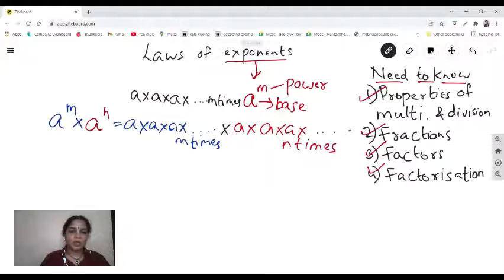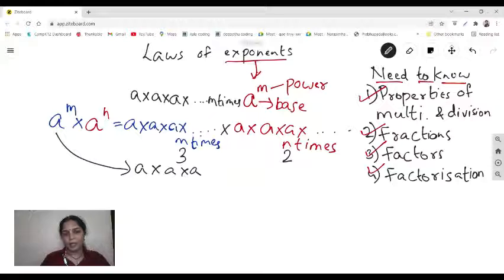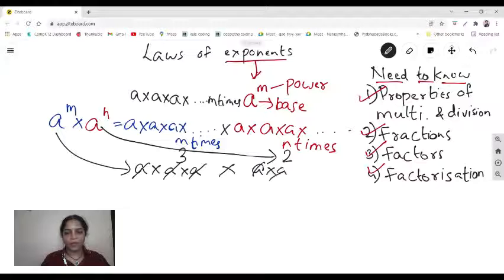Now what is happening? You're having m times and you're having n times. That means let's say m was 3 and n was 2. What is the meaning? A is multiplied 3 times because of this. A is multiplied 2 times because of the a power n. Right? Now, if you multiply these two together, what will happen? You can obviously see that 1, 2, 3, 4, 5. A is multiplied 5 times.